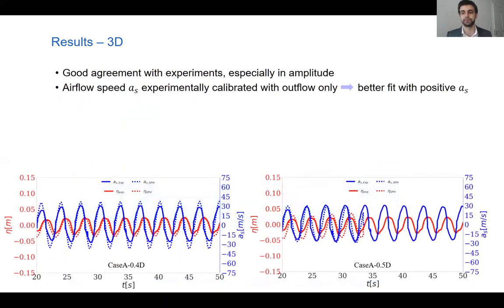Results of the free water surface elevation at the center of the OWC are displayed in red. The airflow speed is displayed in blue. When comparing these results with the 2D results, it was found that the error in amplitude and phase is lower.